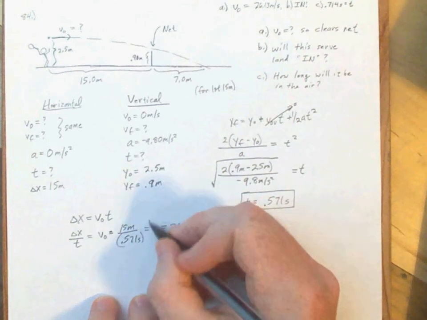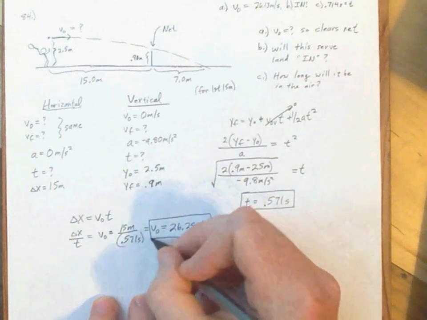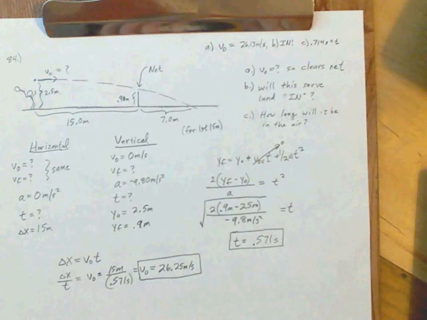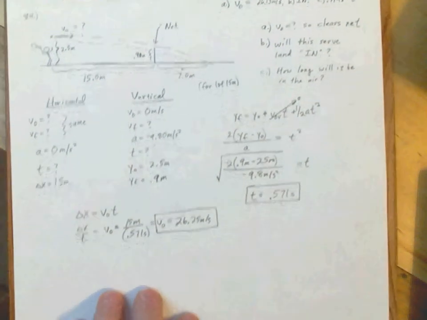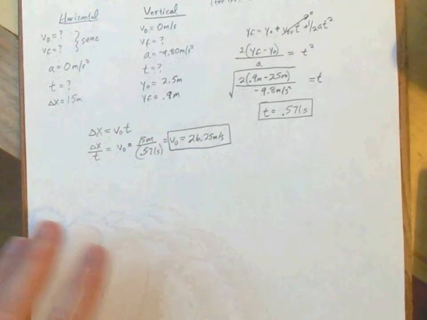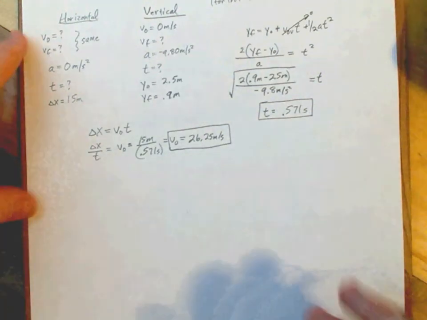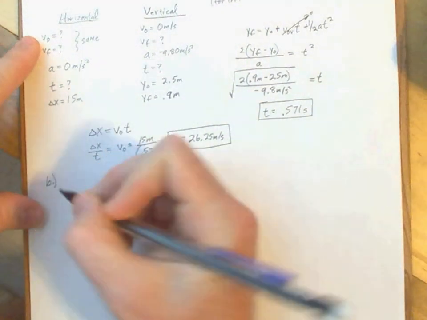Earlier I listed the answers. I think it's because they didn't round their time. They got 26.13. I get 26.25. Close enough for us. Okay, part B. Does this thing land in?